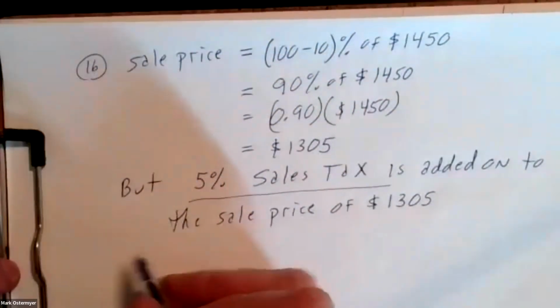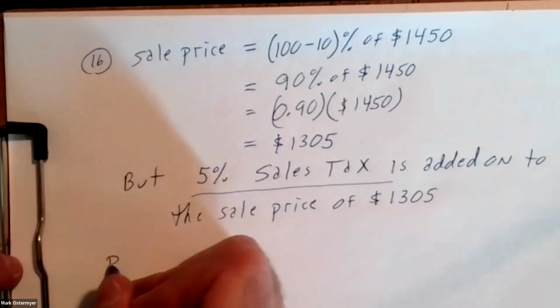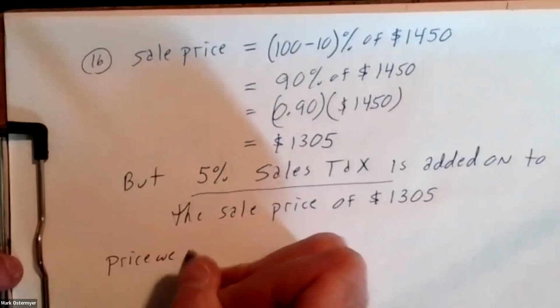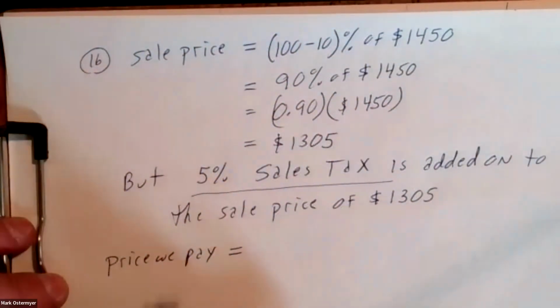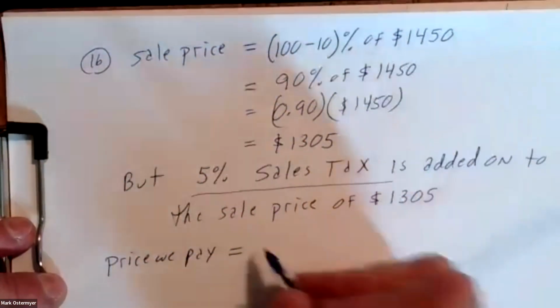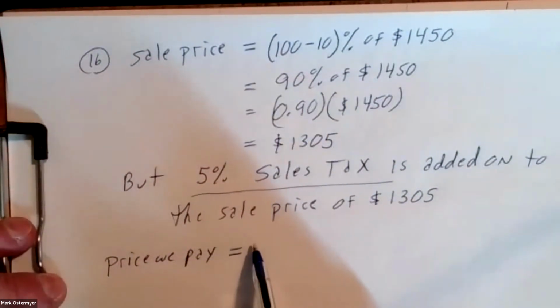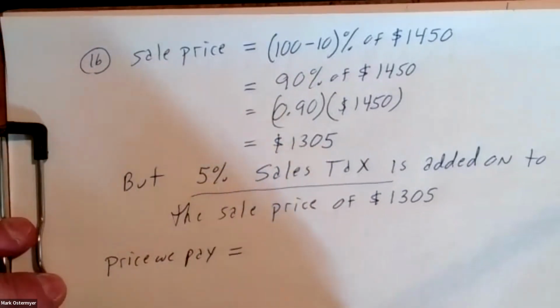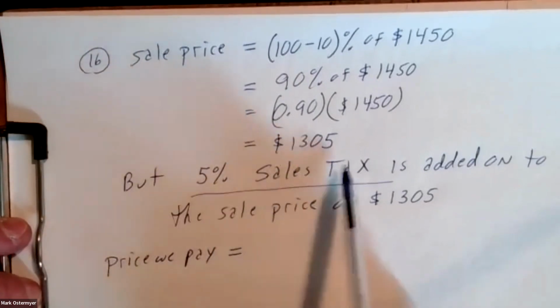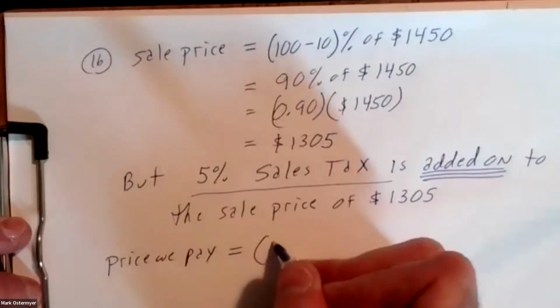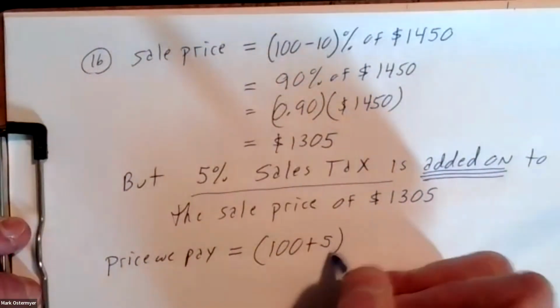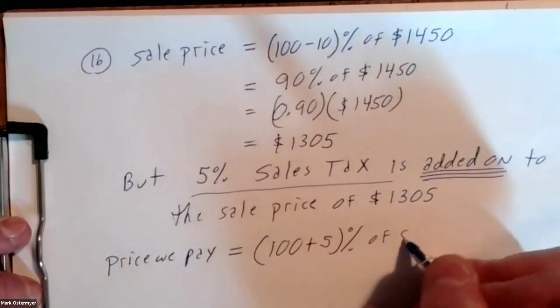And so, ladies and gentlemen, what price do we pay at the register? The price we pay is going to be equal to what? The price we pay at the register, is it going to be 100 plus 5% of the sale price or 100 minus 5% of the sale price? Is the sales tax added on or taken off from the sale price? Added. It's added on. So the price we pay at the register is going to be 100 plus 5% of the sale price.